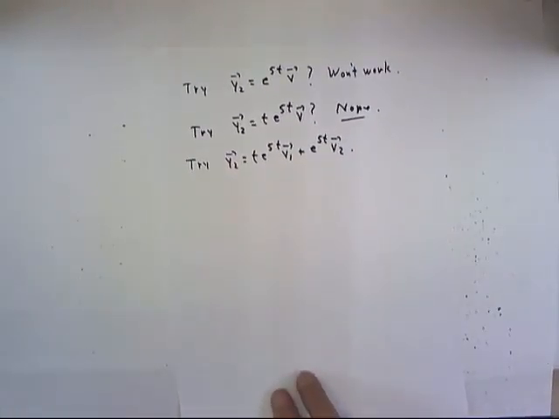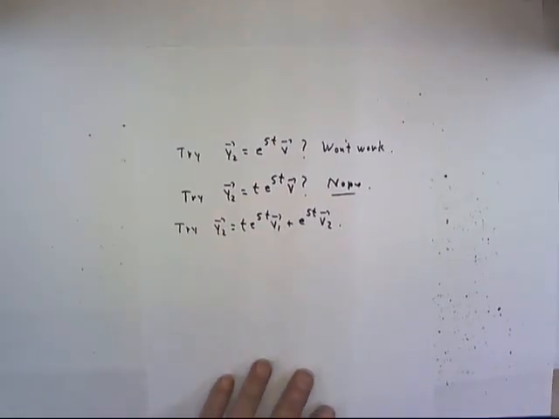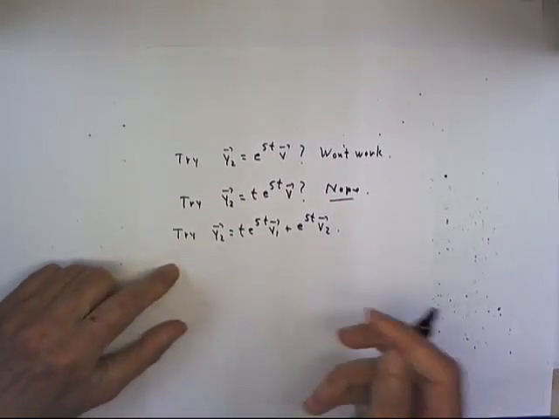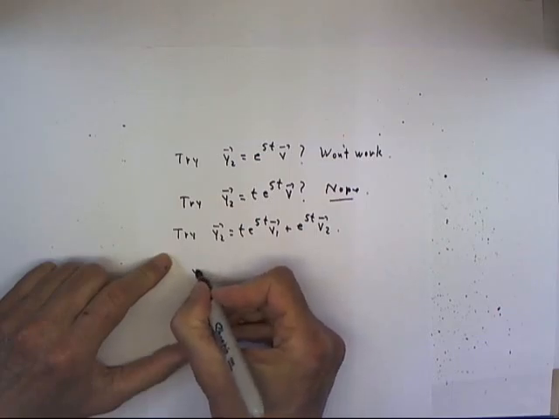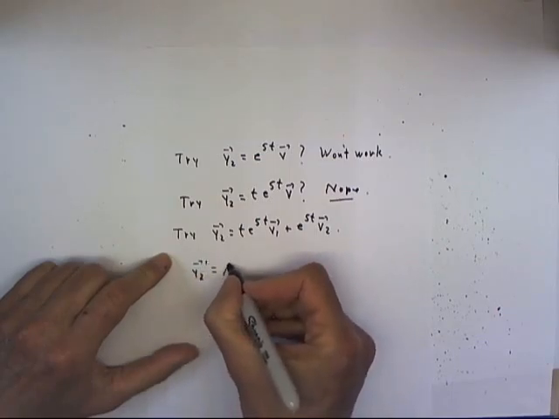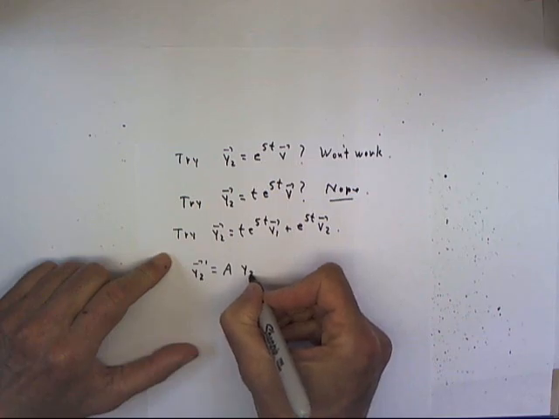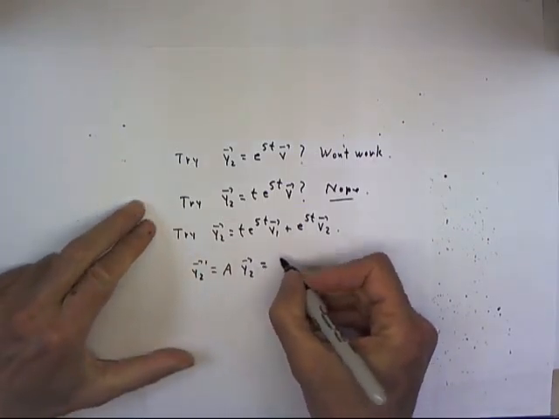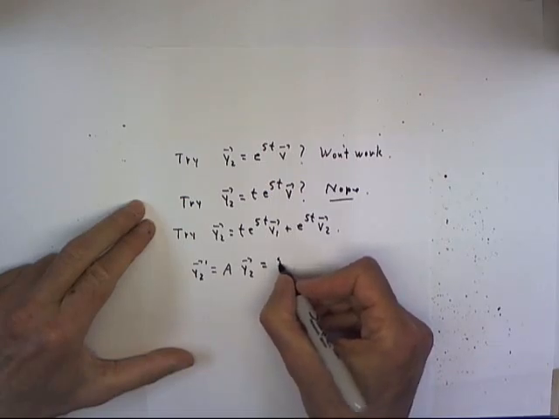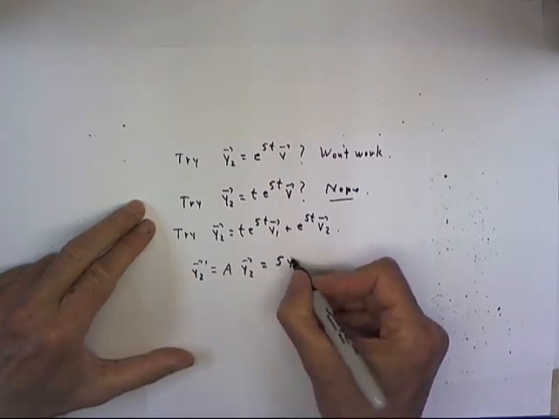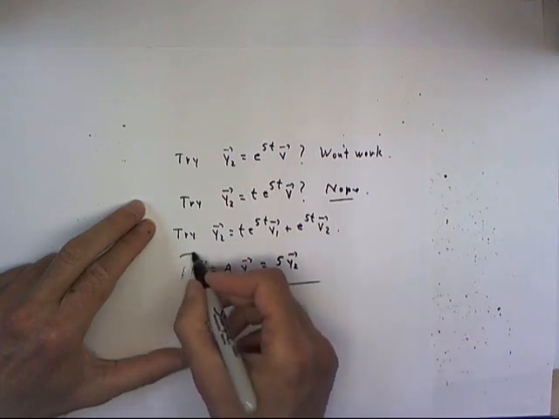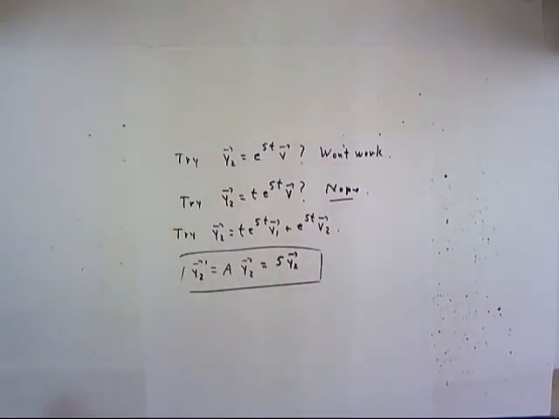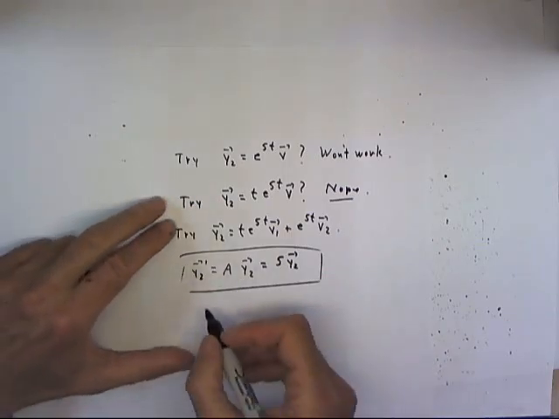First of all, this function will hopefully be a solution. We want y2 prime to equal our A matrix times y2. And we furthermore want that to equal our eigenvalue, which is 5 times y2. So keeping in mind that this is our goal, let's just start by taking the derivative of y2.